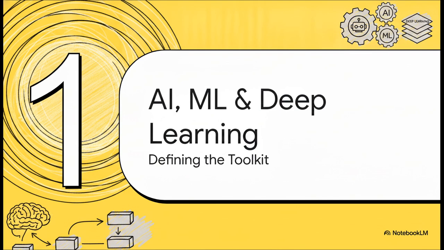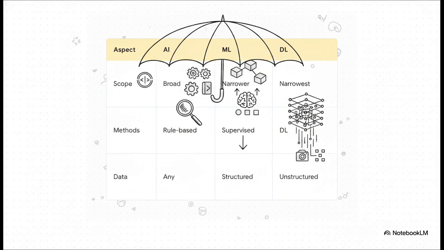All right, let's dive right into part one, AI, ML, and deep learning. To really understand how computers see, we first need to define the exact toolkit we're working with. People tend to throw around terms like artificial intelligence and machine learning interchangeably, but they're actually very distinct layers. Think of AI as the biggest umbrella. It covers everything from basic rule-based expert systems to complex search algorithms. Zoom in a bit, and you hit machine learning, or ML. This is narrower. Instead of humans programming explicit rules, ML algorithms learn from historical, structured data.